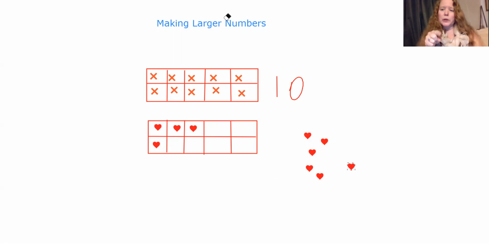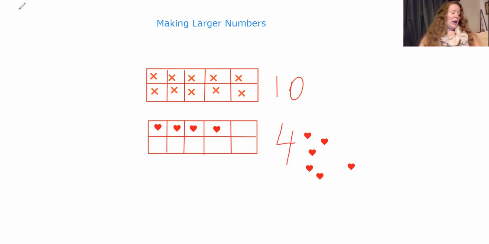Does this work? Look at that bottom 10 frame. I have 3 here and I have 1 underneath. Does that work? It does not. When I want to show 4 on a 10 frame, I have to fill in my first 4 squares on my top row. Okay, so this is 10 and 4. So let me write down my 4.